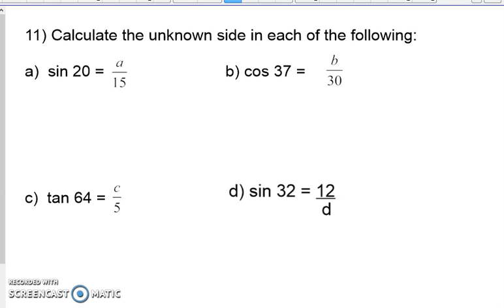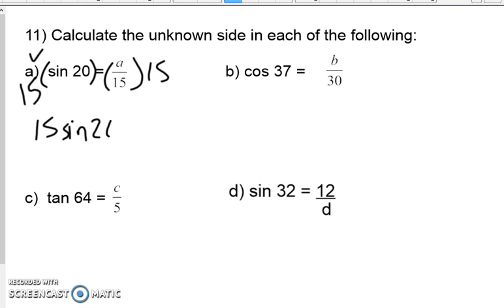When we use trigonometry, our problems are going to end up looking like this, so we want to make sure that you can solve for missing variables in problems like this. So here, if we want to find side A, to get rid of the 15, we multiply both sides by 15. Go to your calculator, type 15 sine of 20, and that would give us A.